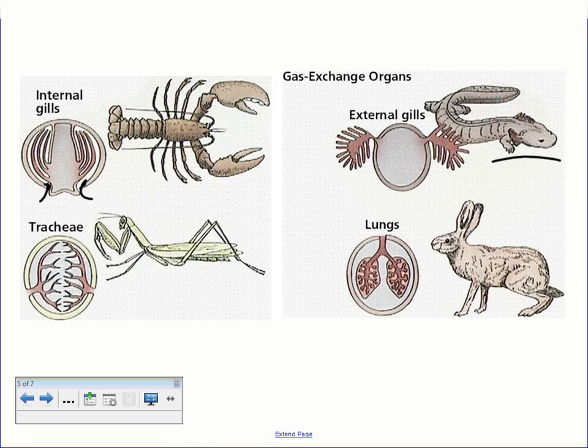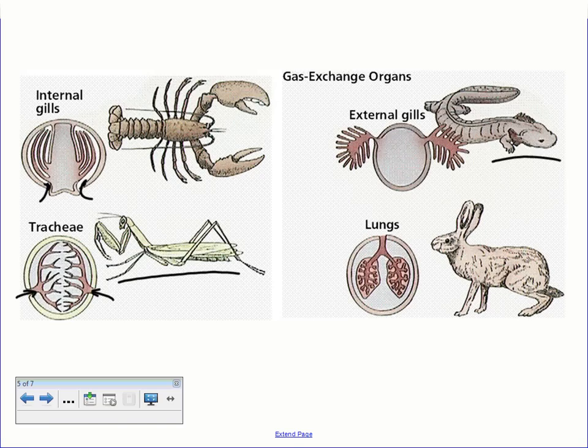When you move on to land, you have to have something that has a little bit more structure because you're going to have gravity working against it. So in the case of this arthropod, a praying mantis, you have holes in the abdomen of the organism called spiracles, and they network out throughout the organism's body. They're moist on the inside, and they allow for oxygen exchange to the rest of the cells.